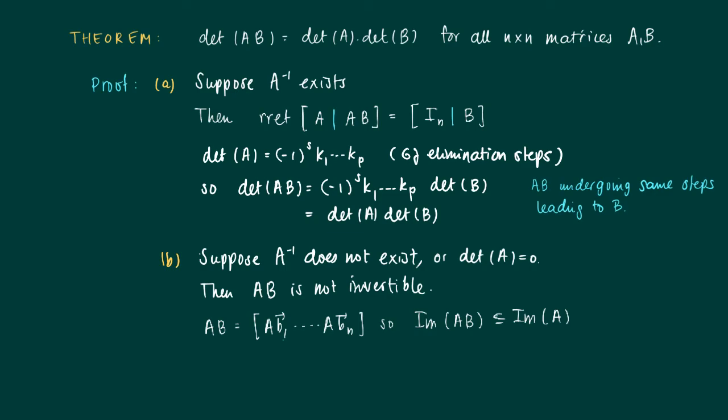But we know, since A is not invertible, that the image of A is not equal to the full space R^n, so neither is the image of AB, which means that the kernel of AB is not just the single vector 0. So this means that AB is not invertible, and since AB is not invertible, we have that the determinant of AB is 0, which then equals the determinant of A times the determinant of B, since the determinant of A is 0 as well.